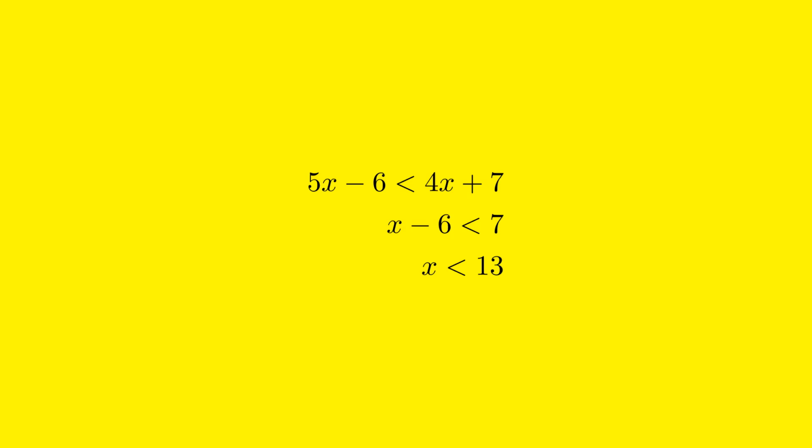After adding 6 to both sides, we have x is less than 13 because minus 6 plus 6 equals 0, eliminating it from the left side, and 7 plus 6 is 13. So from the steps we finished, we can now conclude that when solving the inequality 5x minus 6 is less than 4x plus 7, the correct answer is that x is less than 13. Thus, the correct answer is x is less than 13.